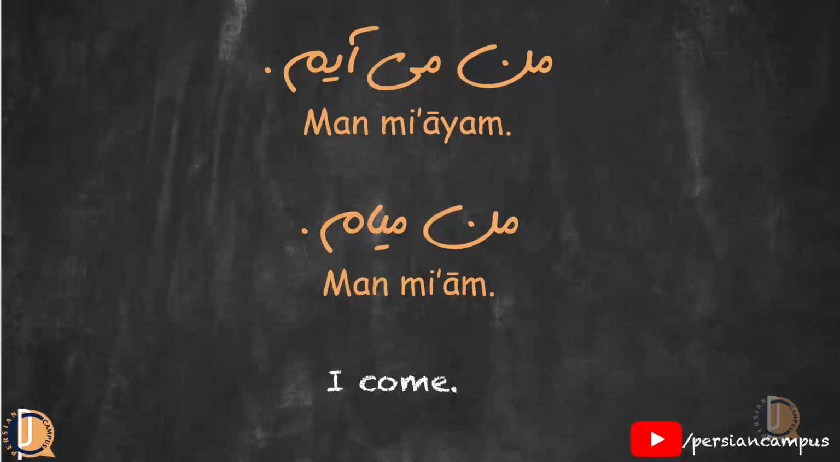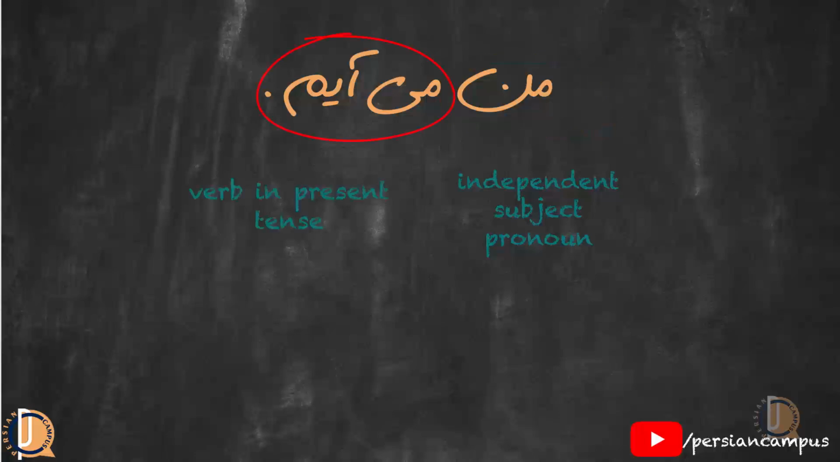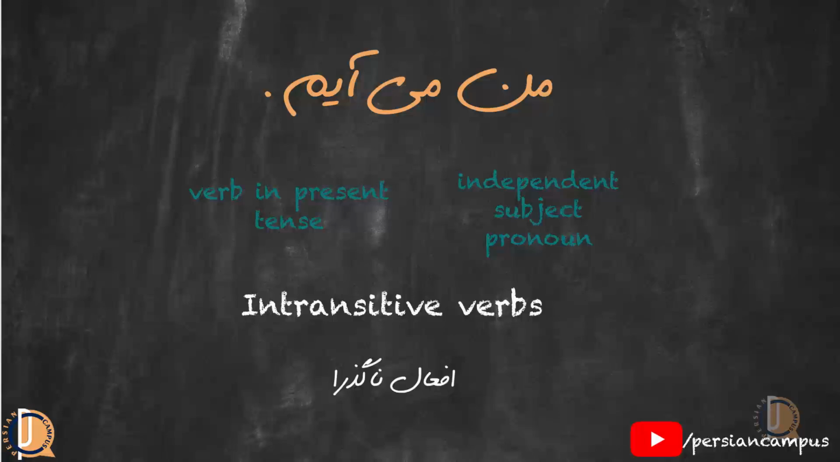Let's analyze this sentence. من is the subject independent pronoun, and میام is the verb. So this sentence doesn't have any object. The verb only has one vacancy, which is filled with the subject. These types of verbs are called intransitive verbs, or as we call them in Persian, ناگذرا.